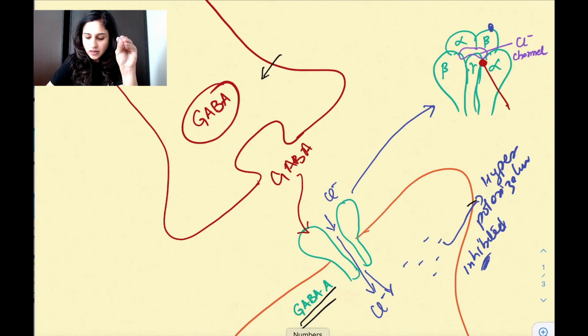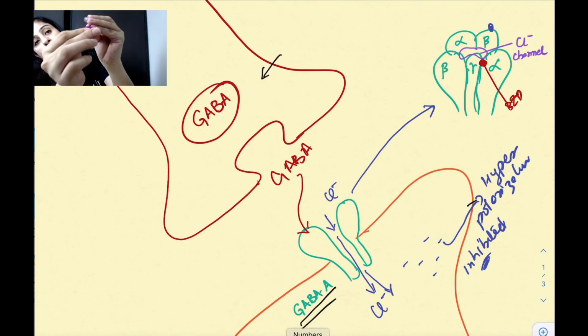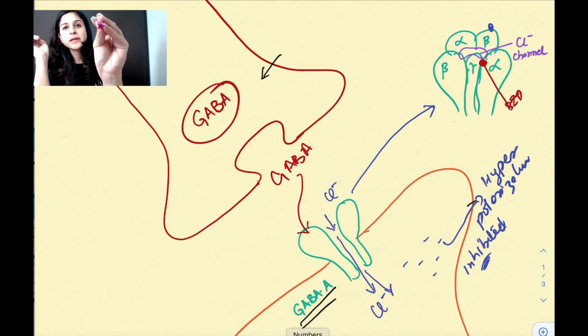So this is the site of attachment of benzodiazepines. So let's say here, this is the alpha, this is the gamma. So somewhere in between these, the benzodiazepine attaches.